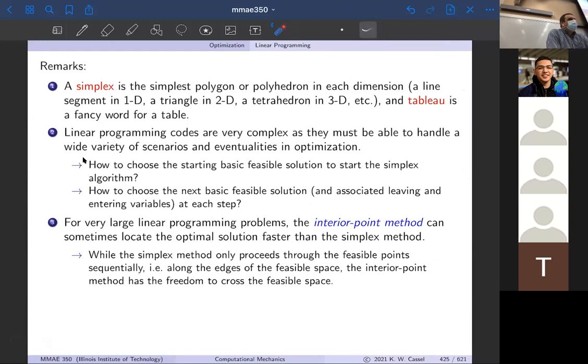They work, and they'll give you the solution. But as our optimization problems get bigger and bigger, we have more design variables and more constraints. Well, we're going to have to wait longer to get the solution. So there's a lot of research going on to improve on these methods.